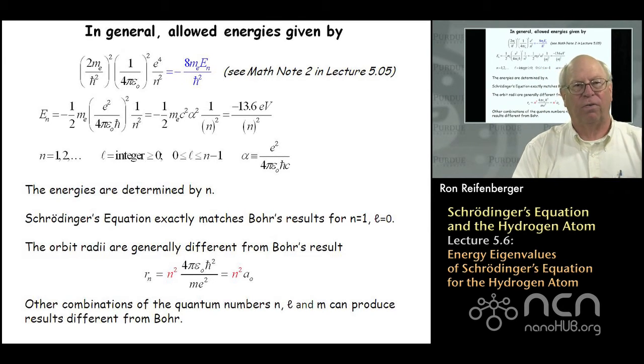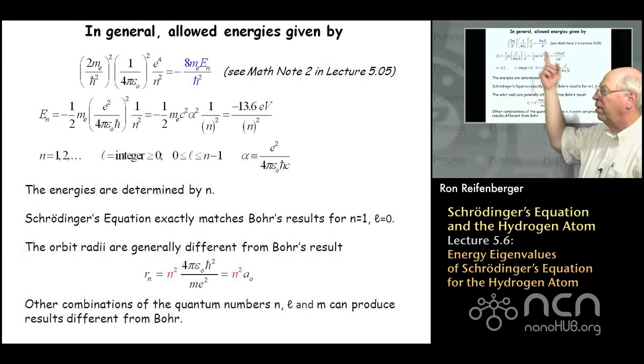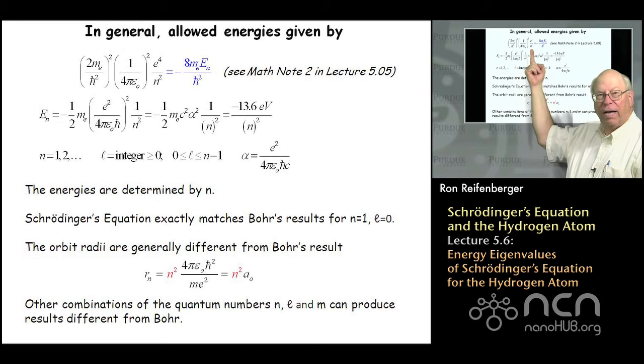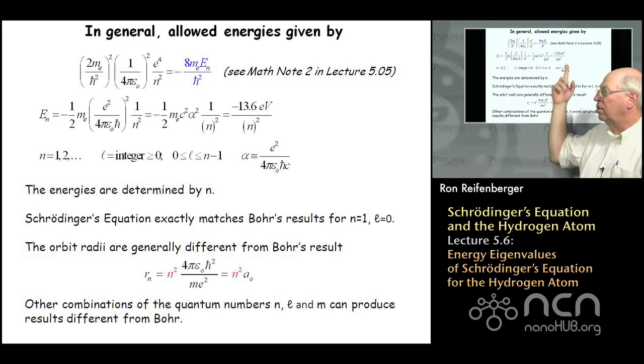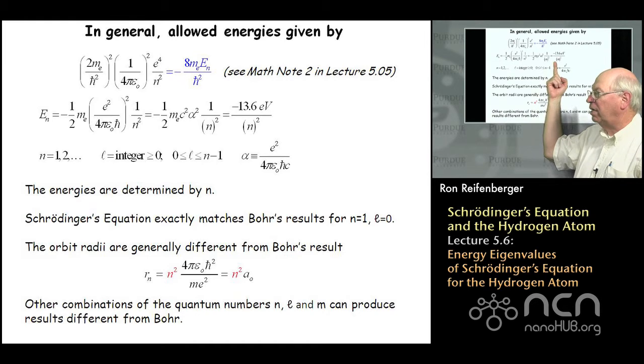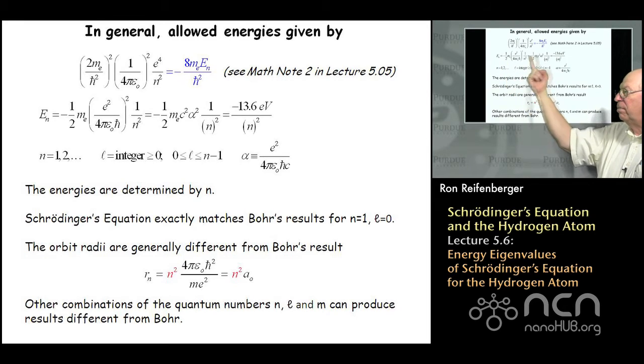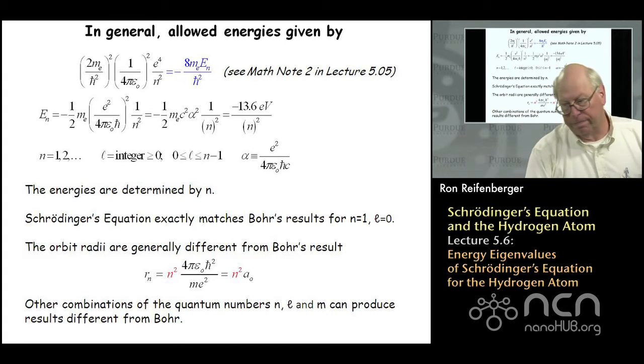In general, you can work through this discussion for any energy eigenvalue, and in the math notes in lecture 5.05, there's an equation buried in there that allows you to solve for the various energy eigenvalues E sub n. They're all indexed by this quantum number n, and quantum number n is an integer value. It's positive: 1, 2, 3, 4, and so on. So you can solve this equation for E sub n, and at the end of the day, you get this very familiar equation, which again matches Bohr's theory. The allowed energy eigenvalues E sub n are -13.6 eV divided by n squared, where n is a quantum number.